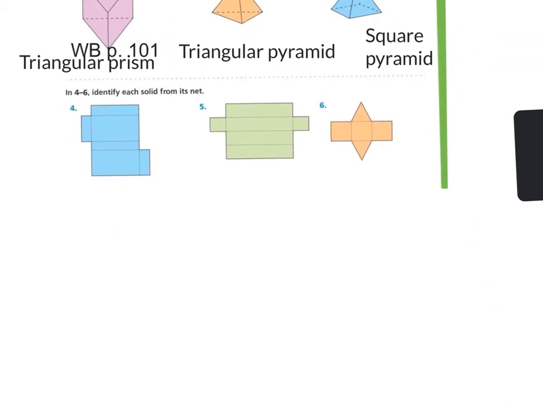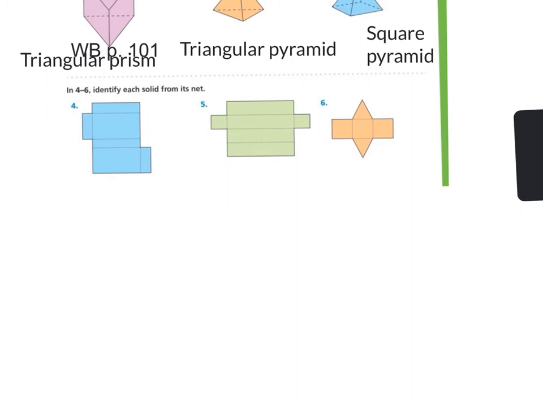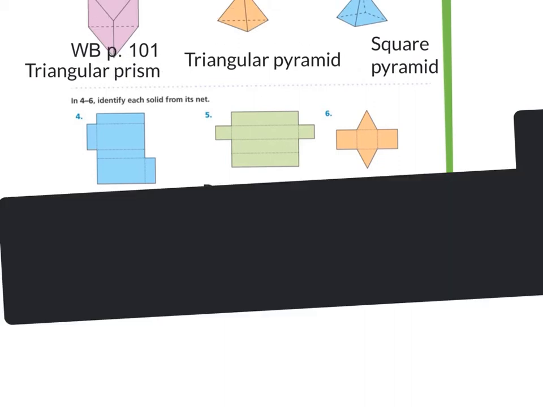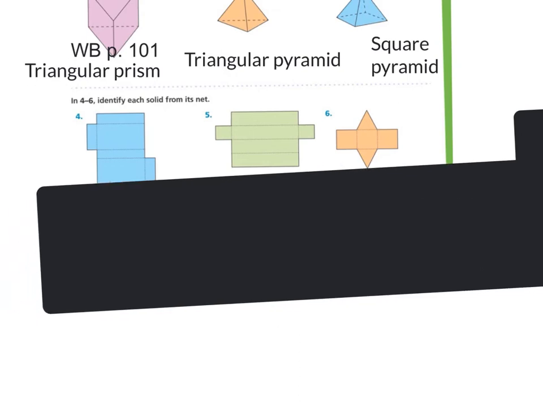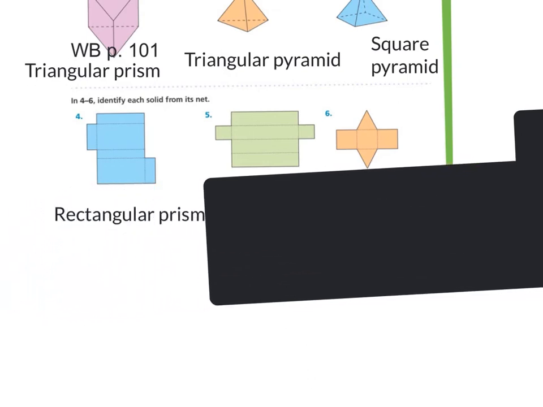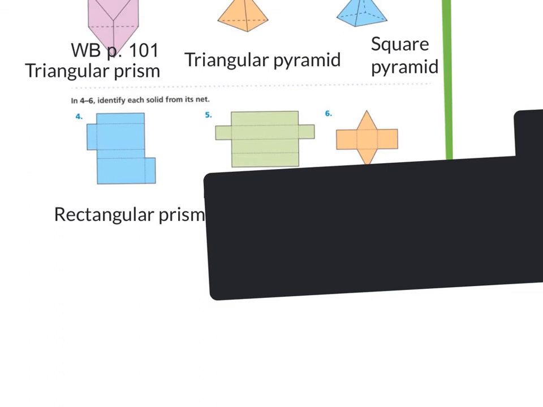4 through 6, they want us to identify these solids from the nets. Number 4, they've constructed this where it looks a little bit different. If we look at it, there are 6 different rectangles on this figure, so it's a little bit different, but this would be a rectangular prism. Basically, they just shifted this side down. It could have been put up here next to this, but that's fine. That's just a different look for us there, rectangular prism.